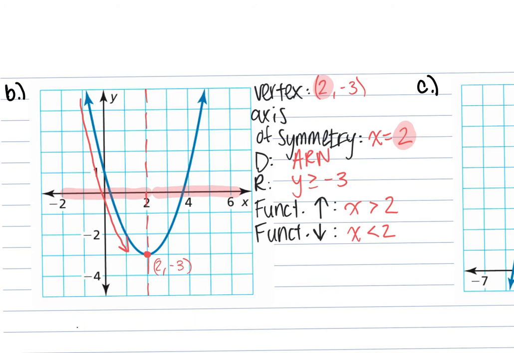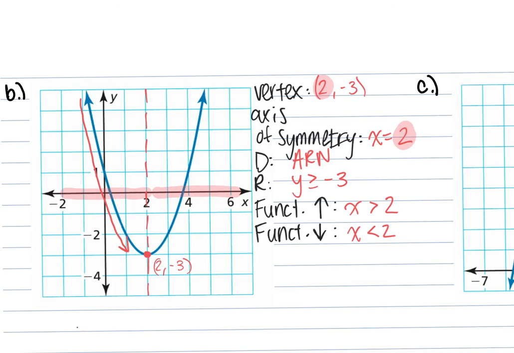So on the left-hand side of your axis of symmetry, your function is either going to be increasing or decreasing. And on the right-hand side of your axis of symmetry, your function is either going to be increasing or decreasing. Okay? So, do you guys see the change that happens? As we move from left to right, do you see how my function is going down? That's decreasing, so it has to be x is less than 2. And then when x is bigger than 2, do you see how my function is going up? So that's when x is greater than 2.